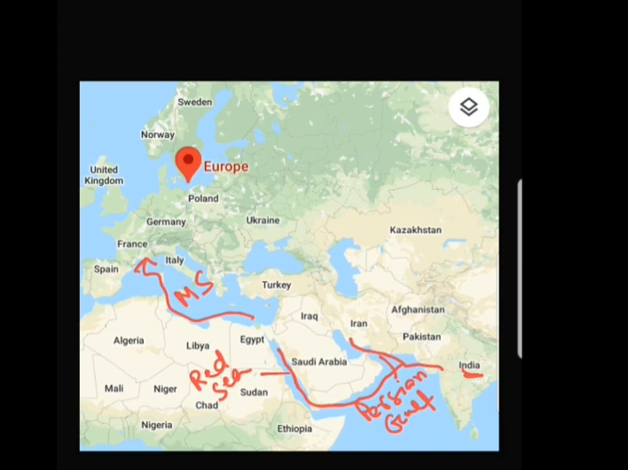The other route was via the Mediterranean Sea, via Turkey, via Iran, Afghanistan, Pakistan to India. All right, one is a land route. The upper one via Turkey is a land route, and this is the water route.